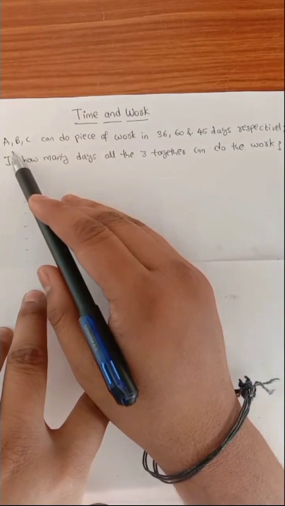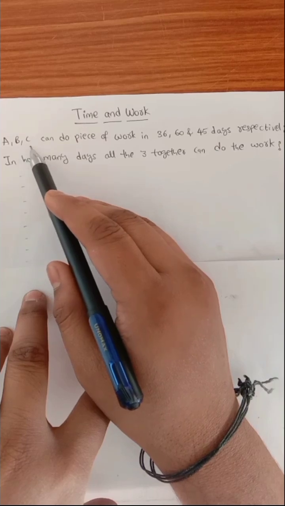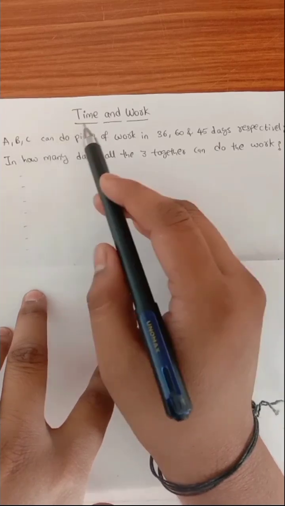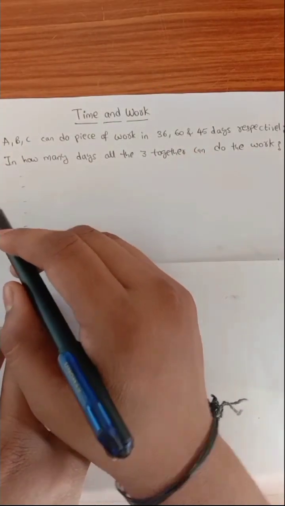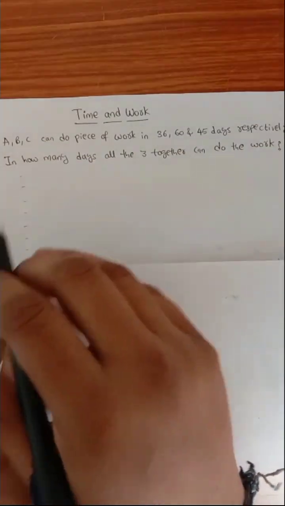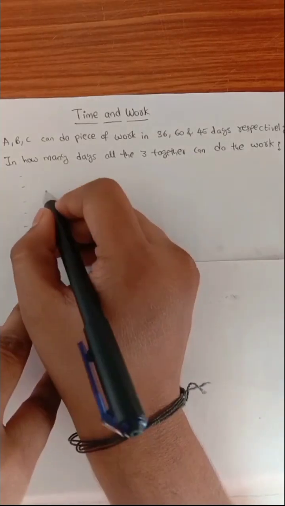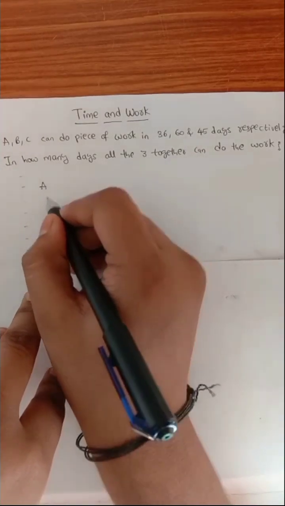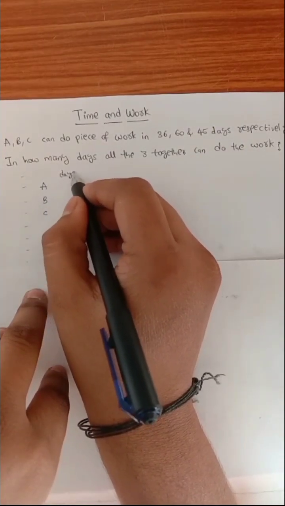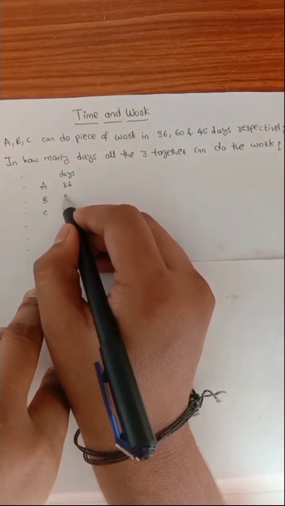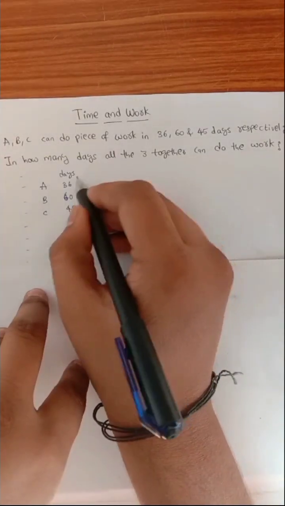Means A can do the work in 36 days, B can do it in 60 days, C can do it in 45 days. Suppose it is a piece of work. If all together do it, then in how many days is the work going to be completed? So this is the meaning of the question. In order to solve such problems, you should do like this. Write the persons first, A, B, C, then the days or time of work: 36, B can do in 60 and C in 45 days.